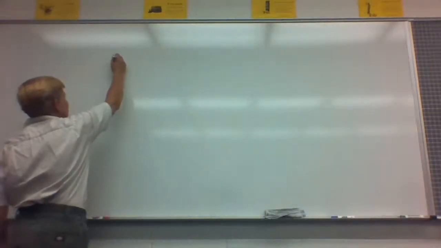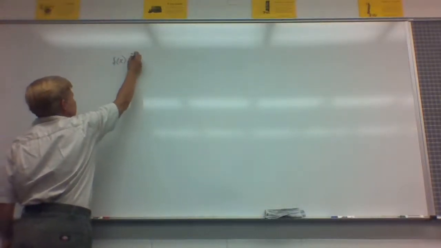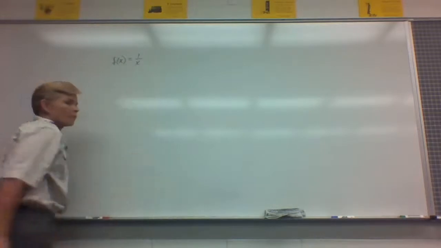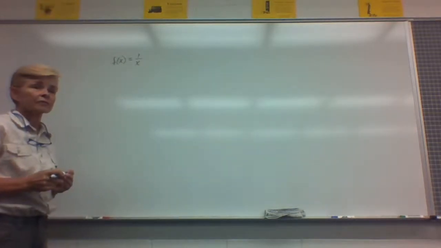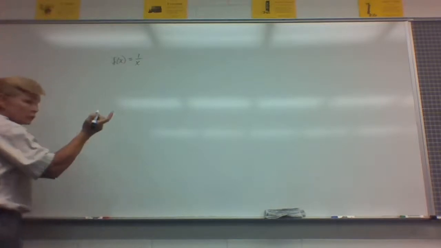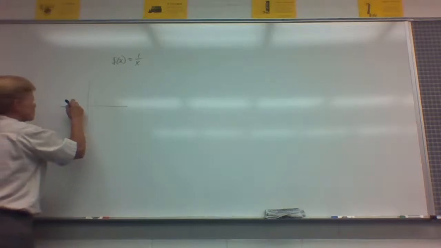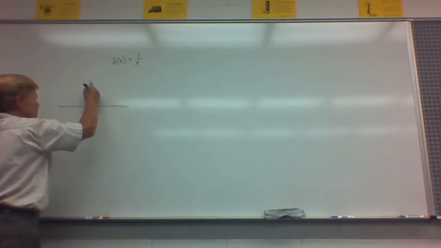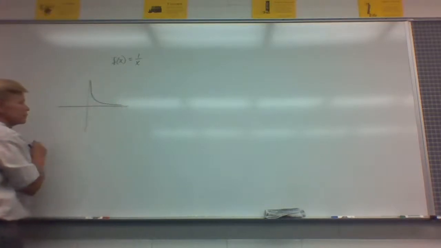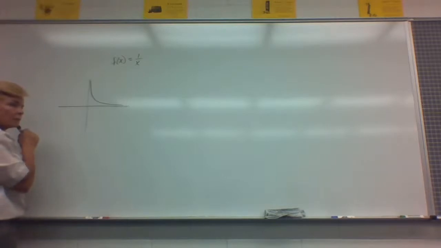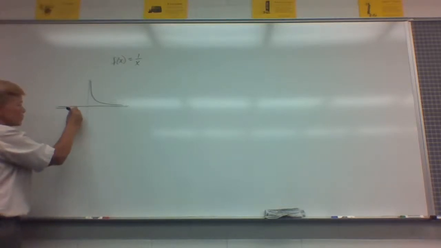Consider the function 1 over x. Do you all know what that looks like as a graph? To the right of 0 it looks like this. What does it look like to the left? Down here in the third quadrant.